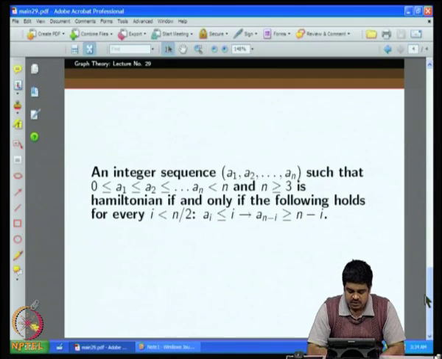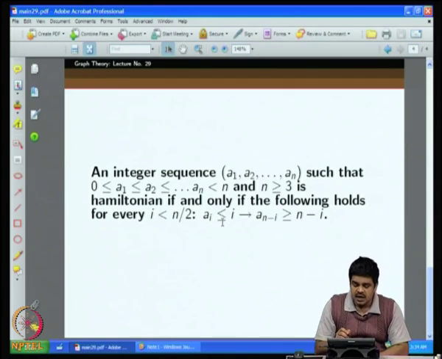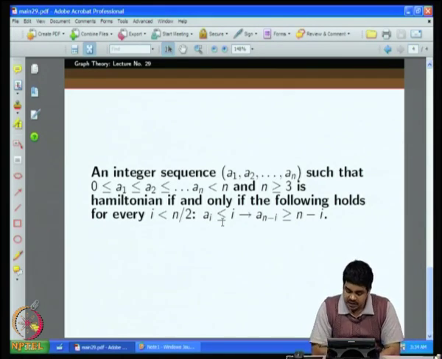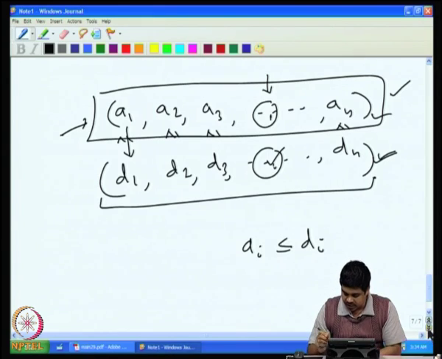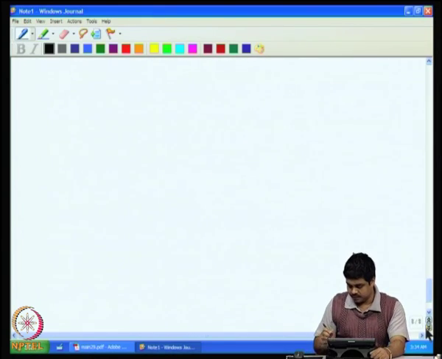What is the condition? If a_i is less than or equal to i, then we should have a_(n-i) greater than or equal to n minus i. So, this condition is a little tricky. What is this saying?